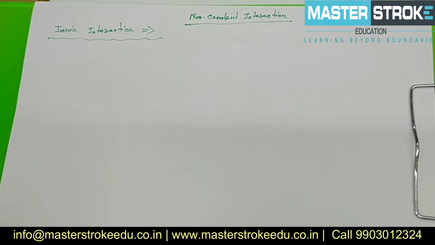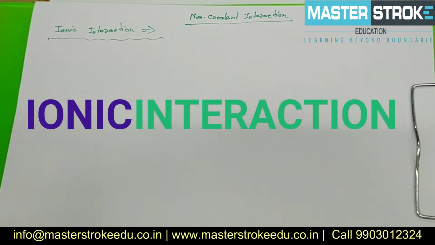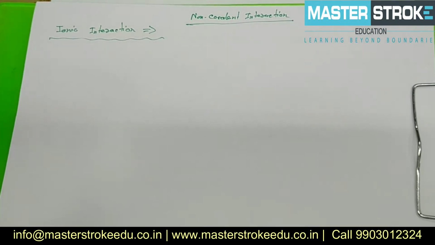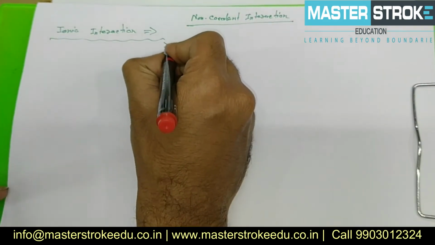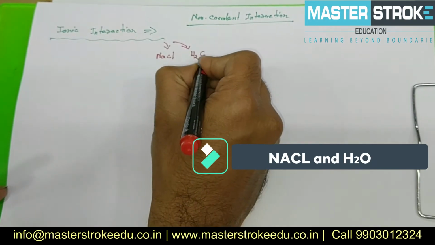In the next phase, we are going to discuss another type of interaction, called ionic interaction. I am not talking about the ionic bond. There is no such thing as an ionic bond. There is ionic interaction, which is a part of non-covalent interaction. So in each type of bond or interaction, we take a model to understand it. To understand the ionic interaction, we take two models. Number one, sodium chloride or NaCl, and number two, water or H2O.